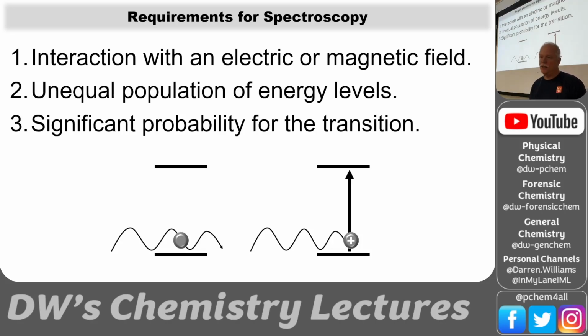Not every transition is allowed, and we'll learn that today. So we have these things called selection rules. How can the math select which levels are allowed? When we talk about selection rules, I like to think of it as the math doing the selecting, not us.